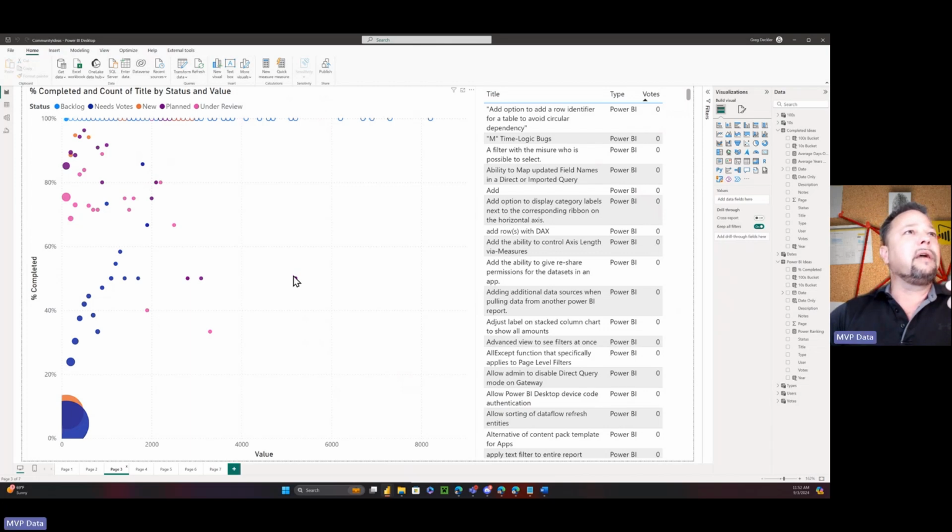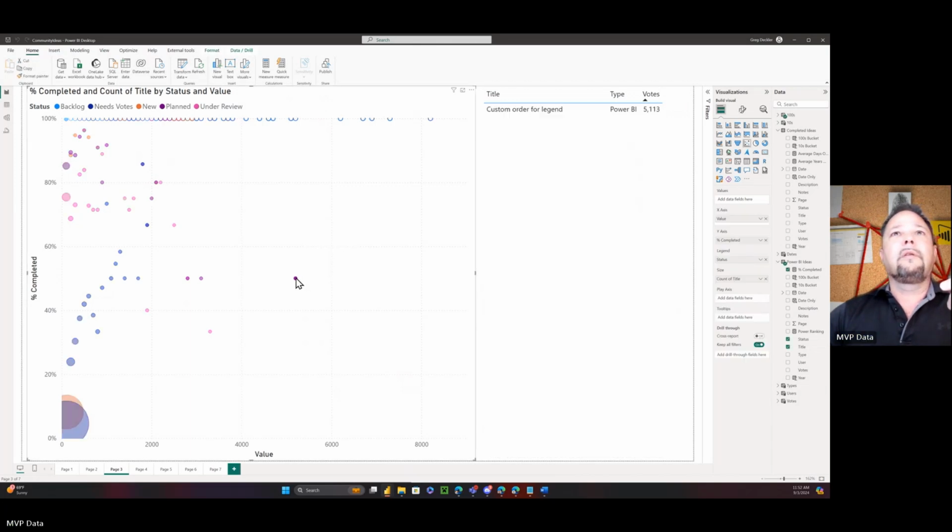There are some anomalies down here, like planned and under review. So this is a planned custom order for legend. It's planned. It's got a huge number of votes, but it's not implemented yet. They have multiple y-axis on a chart. I thought we already had that, but that's okay. I'm sure dynamic date slicer. I do have descriptions and everything in here as far as the actual votes and ideas go. But anyway, I thought this was kind of interesting.